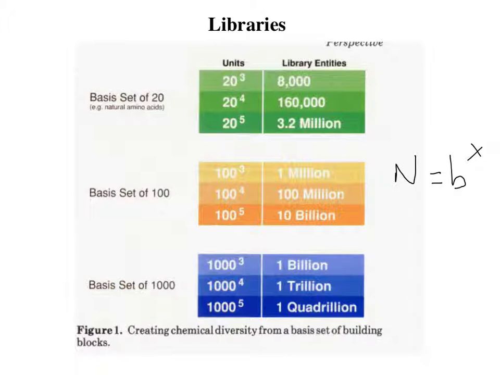So if we look at this equation and then look at the library calculation shown here, for a basis set of 20, which is the 20 amino acids, if we're looking at polypeptides, that value B is the number of blocks, so 20. And then the number of synthetic steps for a peptide of 3 amino acids will require 3 synthetic steps, so it would be to the X, or the third power, and that would give you the value of N, in this case 8,000.